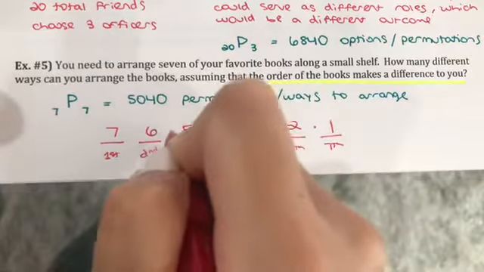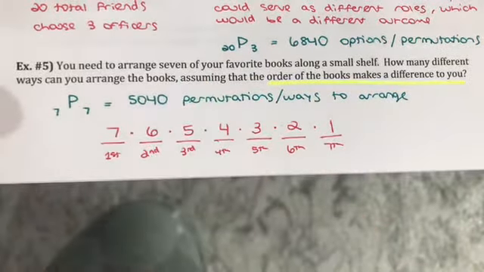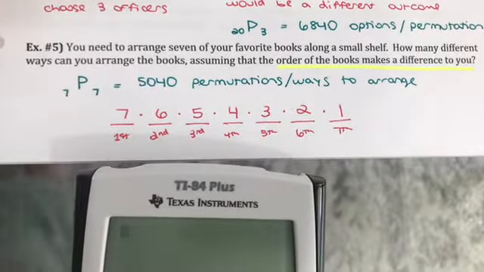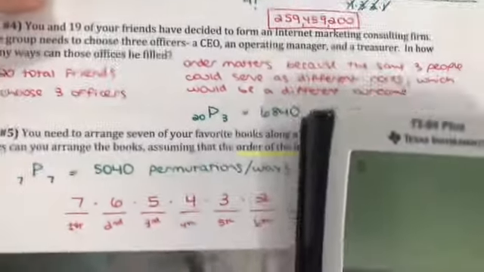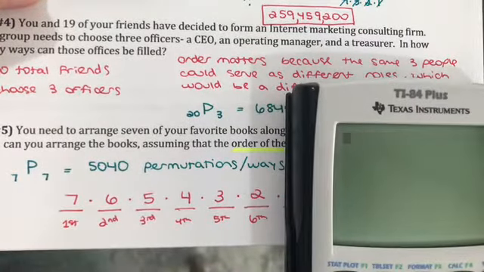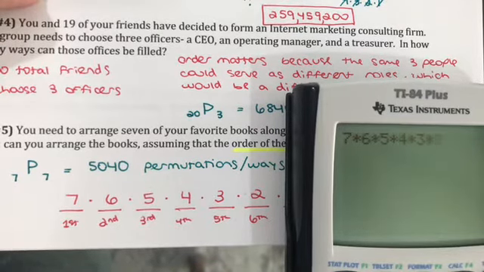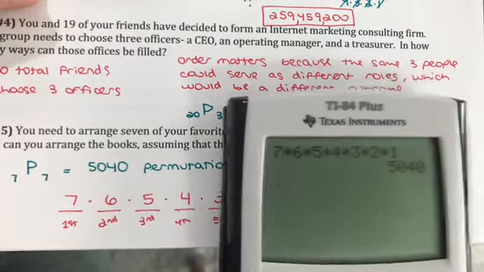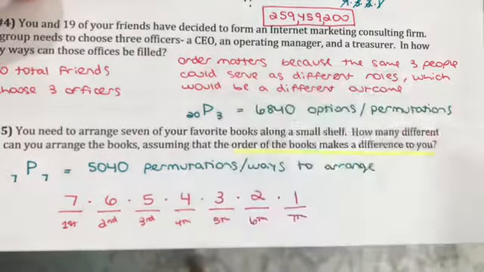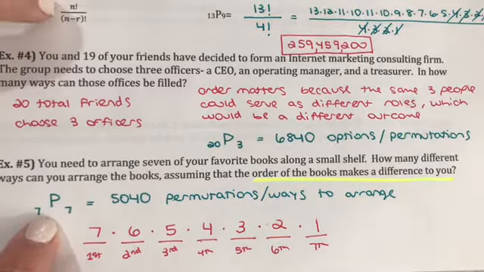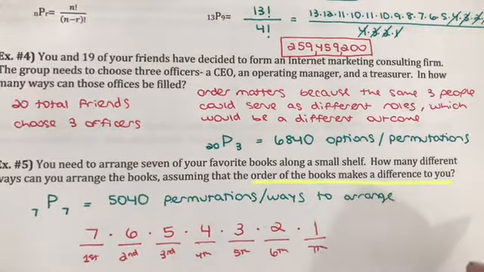Okay, so let's see if we end up with the same answer by using our counting principle. If I type this stuff into my calculator, let's see here. Notice you get the exact same answer, okay? Now, obviously, I think this is a little bit easier as long as you know that you're using a permutation because the order does matter here, okay?